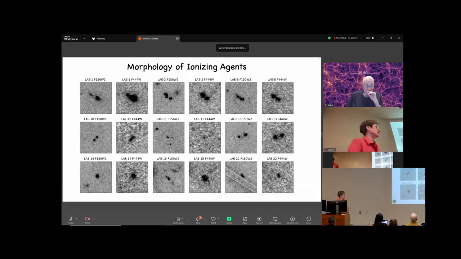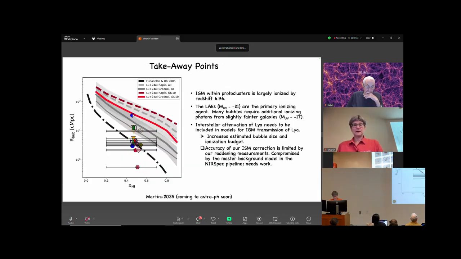So who are these galaxies that are ionizing these bubbles? These are the NIRCam pictures of them, paired up with a rest UV and a rest optical picture. And you can see they're mostly very clumpy galaxies. We could talk about that a lot more, but I want to wrap up by putting this in a summary diagram. So these are the bubble radii. I put them at an arbitrary global neutral fraction of 1/2, recognizing that there's a lot of uncertainty from field to field here.